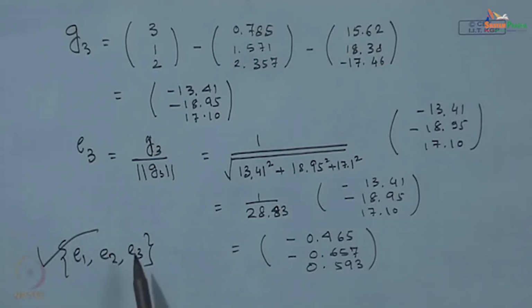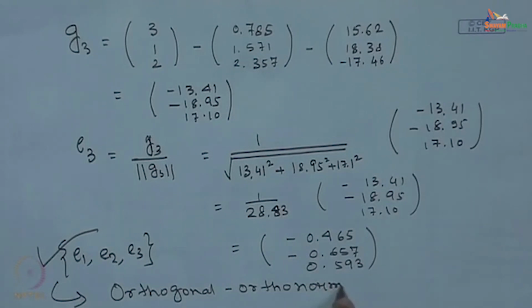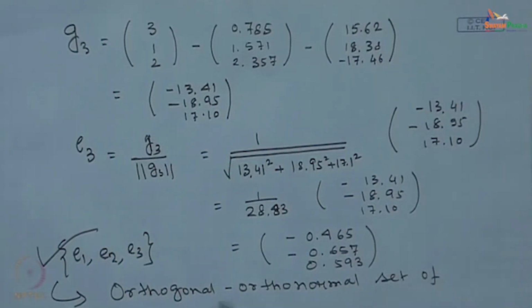E1 and E2 are mutually orthogonal, E2 and E3 are orthogonal, E3 and E1 is orthogonal, and each of them will be having a norm 1. That means we are getting an orthonormal set of vectors out of independent vectors U1, U2 and U3. So, this gives the demonstration how Gram-Schmidt orthogonalization technique is utilized in order to make the basis set vectors into orthogonal and orthonormal set of vectors.